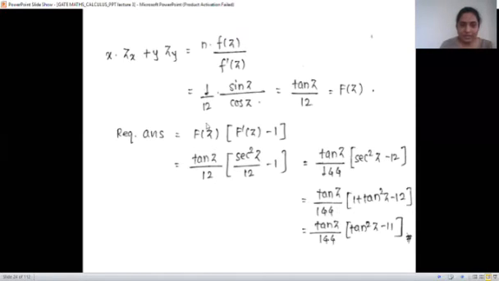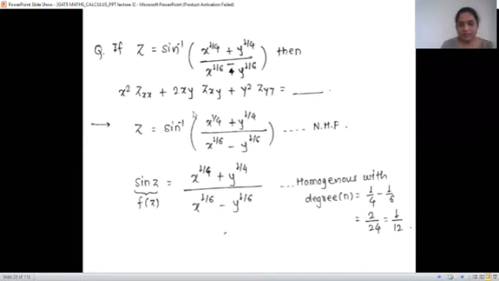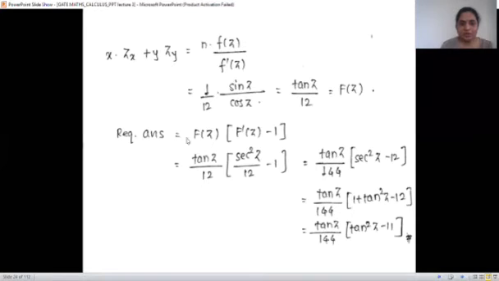And then the required answer, what is asked? It is the double derivative. So the double derivative answer is F(z) into (F'(z) minus 1), of course capital F. So it is tan z by 12 into (sec square z by 12 minus 1). So tan z by 12 I'll take outside, that is 12 into 12, sec square z minus 12. Sec square is nothing but 1 plus tan square, so the final answer will be (tan square z minus 11) into tan z upon 144.